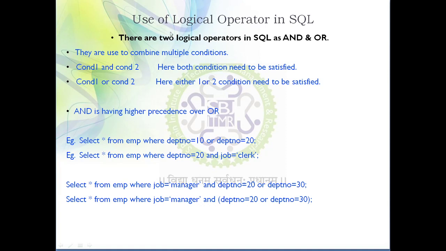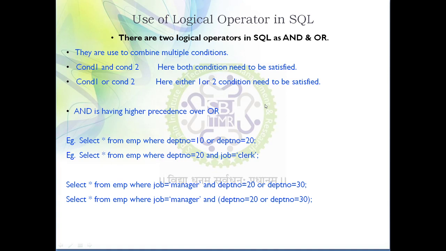Now next is the logical operators. What are the logical operators in SQL? There are two logical operators: one is AND and the second one is OR. These two logical operators we use to join multiple conditions. You already know how AND works, but here again, condition 1 AND condition 2 means we want both conditions to be satisfied. But in the case of OR, we want that either the first condition or the second condition needs to be satisfied.